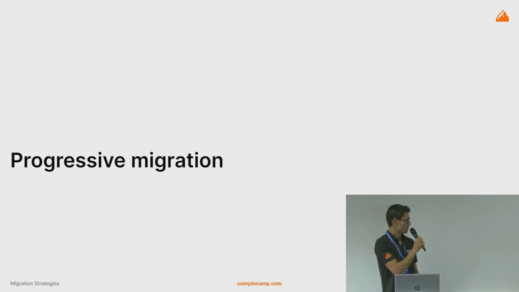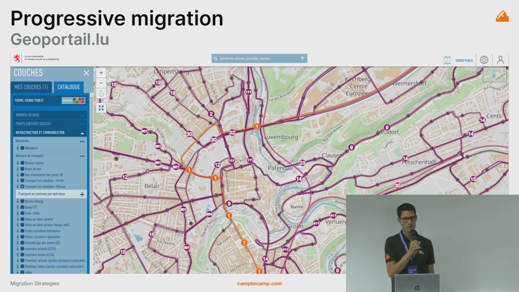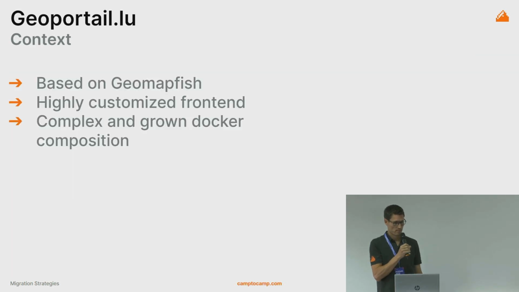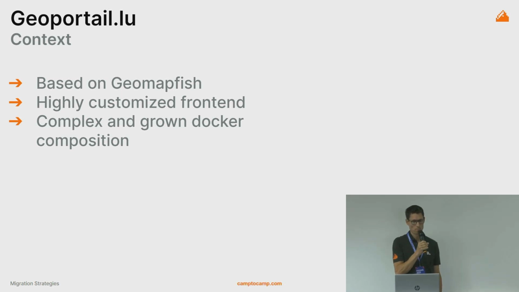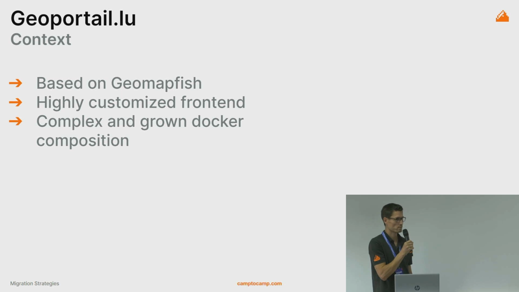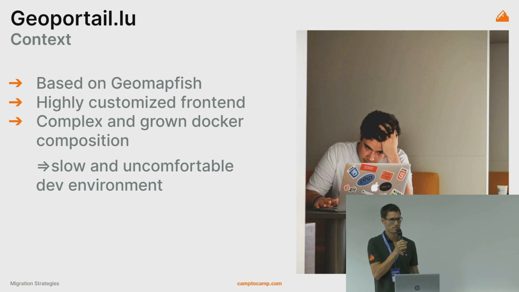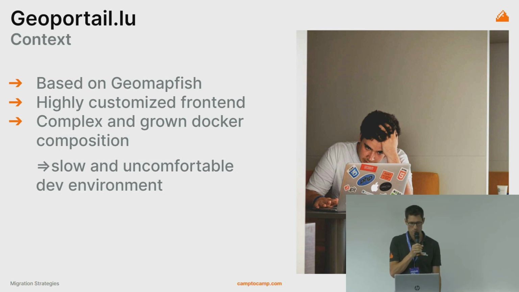So let's have a look first at the progressive migration. The context is the geoportal of Luxembourg. It's a very extensive geoportal. There are a lot of topics, a lot of layers. There's 3D, there is street view, there is routing, so a lot of functionality to migrate in the end. It's based on GeoMapFish, but it's highly customized on the front end. And it has a complex and growing Docker composition, which has become more complicated due to its history. So in recent history, it was not really fun to work on it.